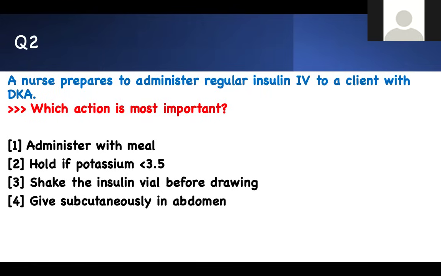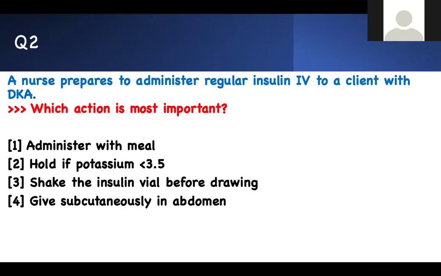Next one, and let's prepare to administer regular insulin IV to a client with what? DKA. Which action is most important? The buzzword is which action is most important? Administer the medication with meal, hold it if potassium is less than 3.5, shake the insulin vial before drawing, give subcutaneously in the abdomen. Stop the video, put down your answer choice, and then listen to the way I approach it.